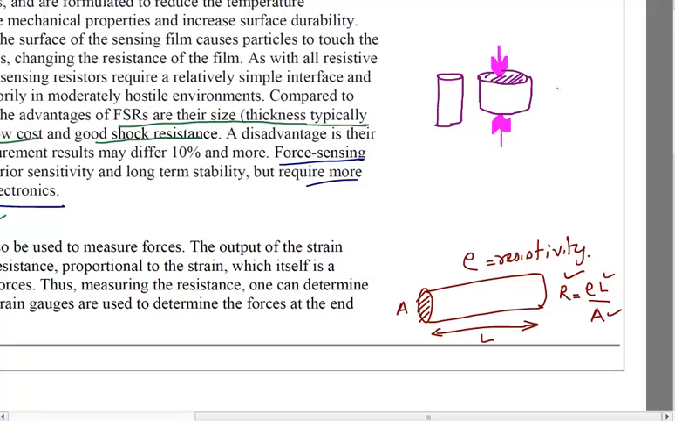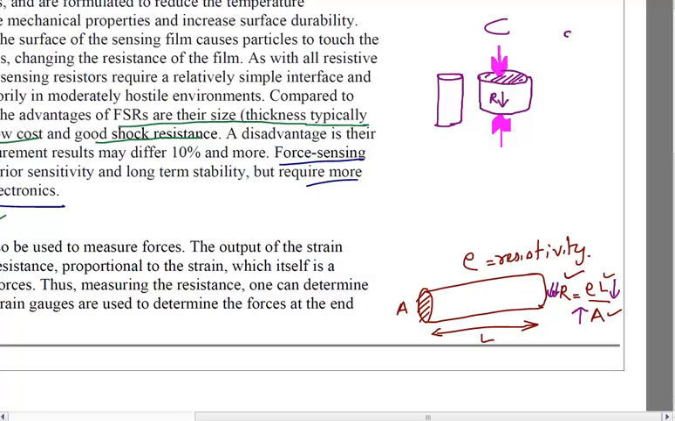Okay. So if the surface area increases, here we have seen that if the surface area increases, the resistance goes down. If the length goes down, resistance will also go down. So here the resistance will change both due to a higher cross-sectional area and a lower length. So if it is compressing, then the new resistance will be low. So the resistance will go down.